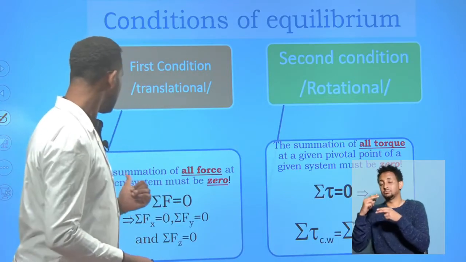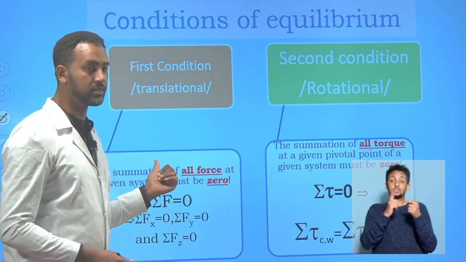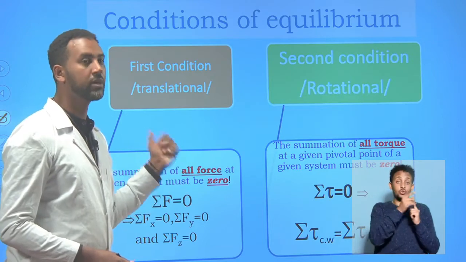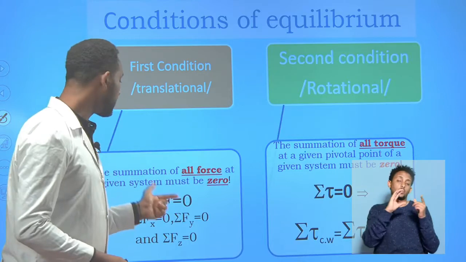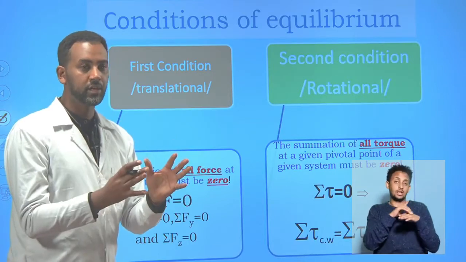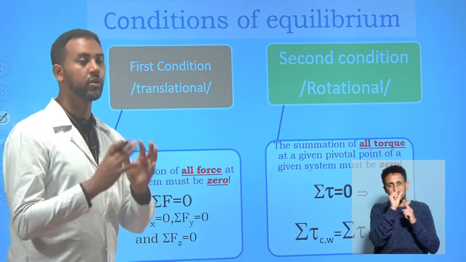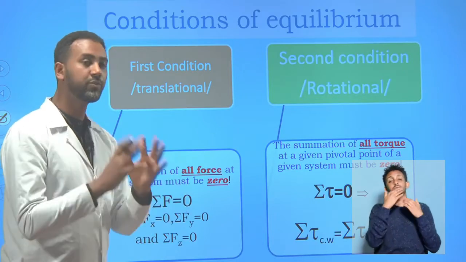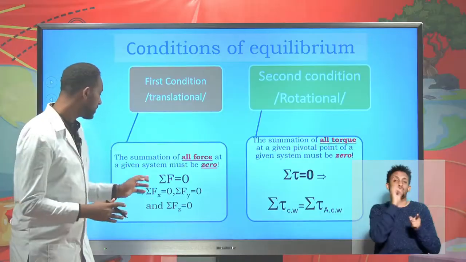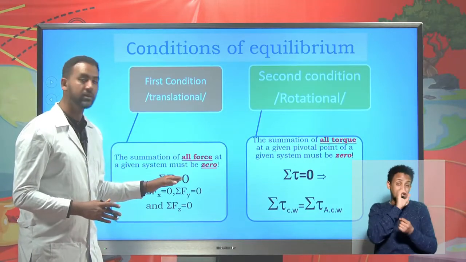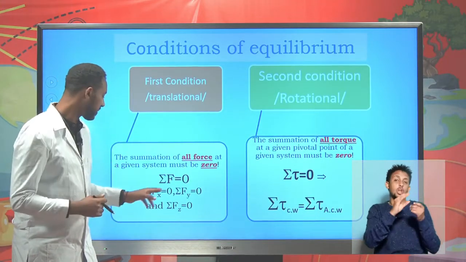So, the first condition of equilibrium is known to be the translational condition, or linear condition. It states that on a given structure, whether it is a particle system or a rigid body system, the net force exerted on that object should be zero. Okay? The net force should be zero is the translational condition of equilibrium.